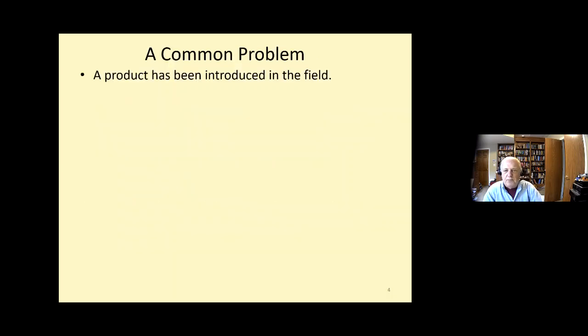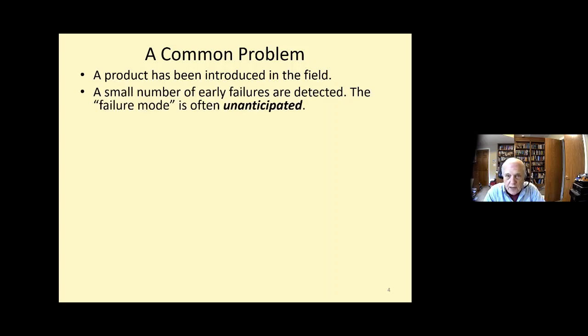Okay, so here's the common problem that I've seen over and over again. A product is introduced into the field, and before too long, a small number of early failures are detected. Often, the failure mode is unanticipated, or if the engineers anticipated it, they said, oh, that's not really going to happen. We don't need to worry about that. But more common, they didn't even think about this particular failure mode, and so they didn't design to avoid it.